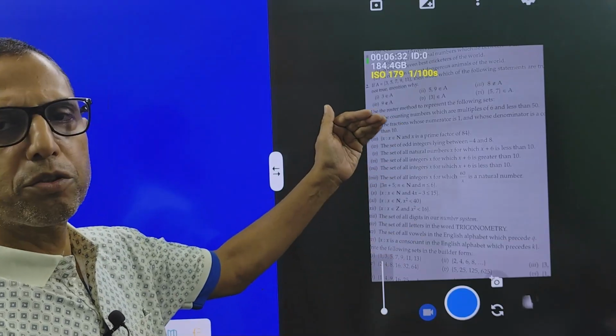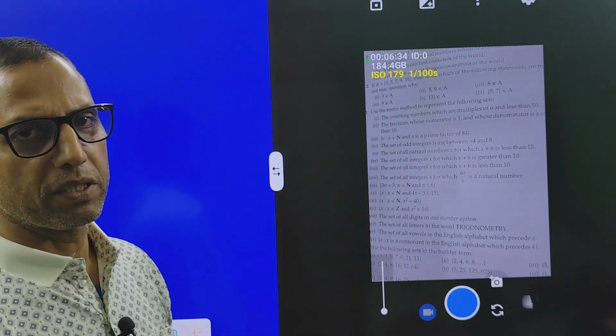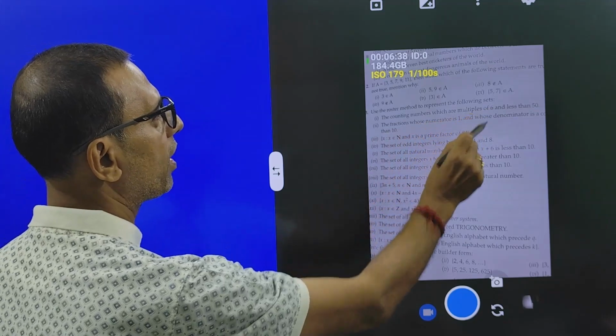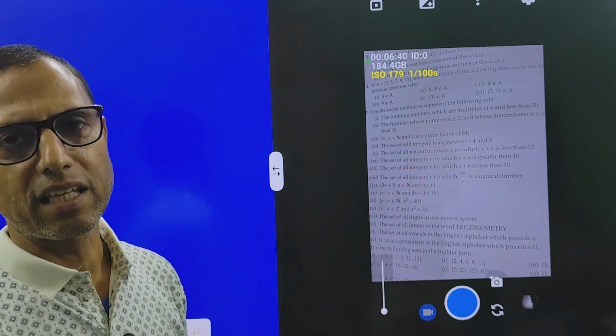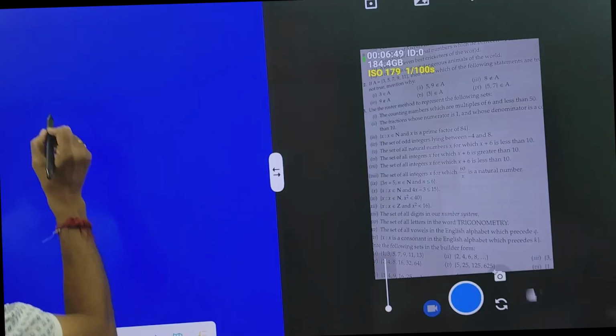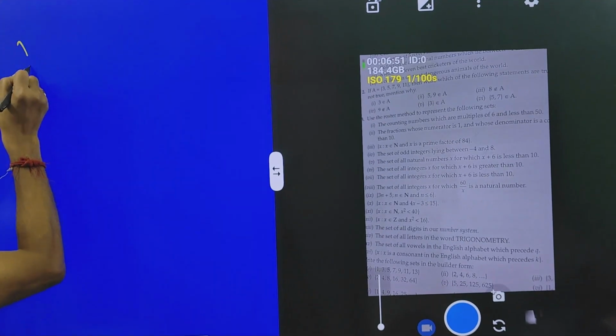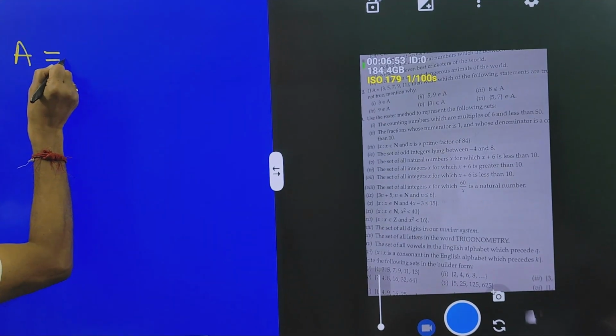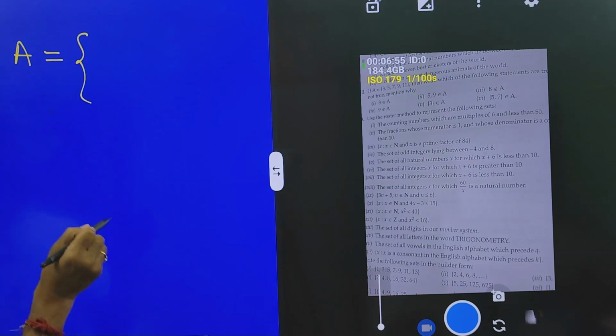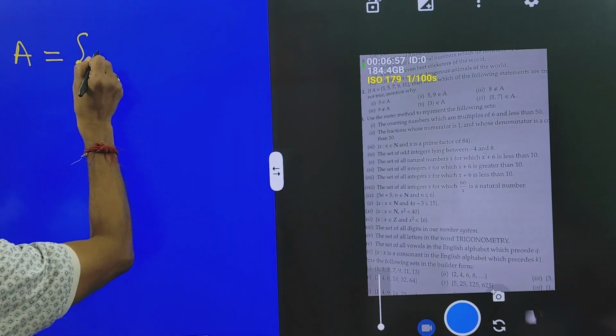Statements you need to convert into roster method. The counting numbers which are multiples of 6 and less than 50. What will be the set? Let's say the set is A equals multiples of 6 and less than 50.